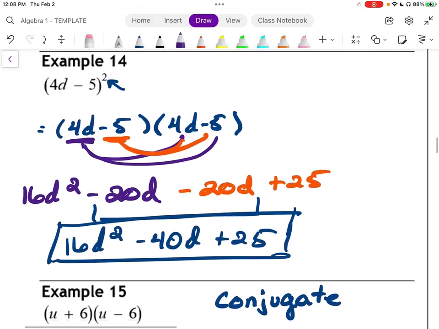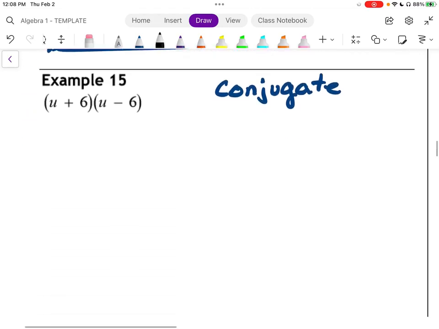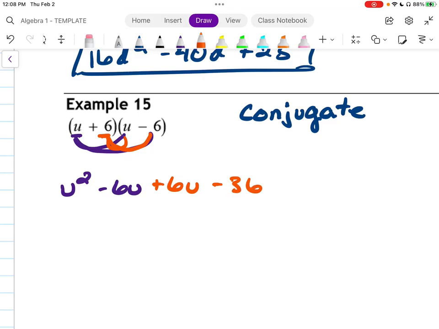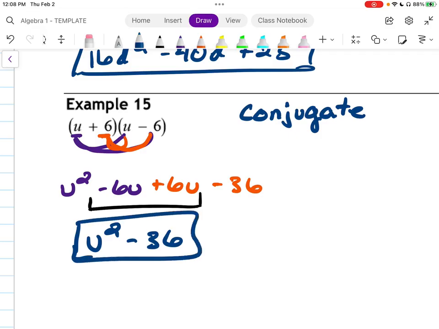Up here, we combined, what did we combine? We combined these two guys together. With conjugates, the two middle pieces would cancel. So let's look at that. Whenever I distribute, I have u, I'll get u squared, then negative 6u, positive 6u, and then negative 36. We look at our middle pieces here, and we have negative 6u and positive 6u, right? Those add up to 0 u's, or just 0. So I'm not even going to list them. I'm just going to say u squared minus 36. And that's that.